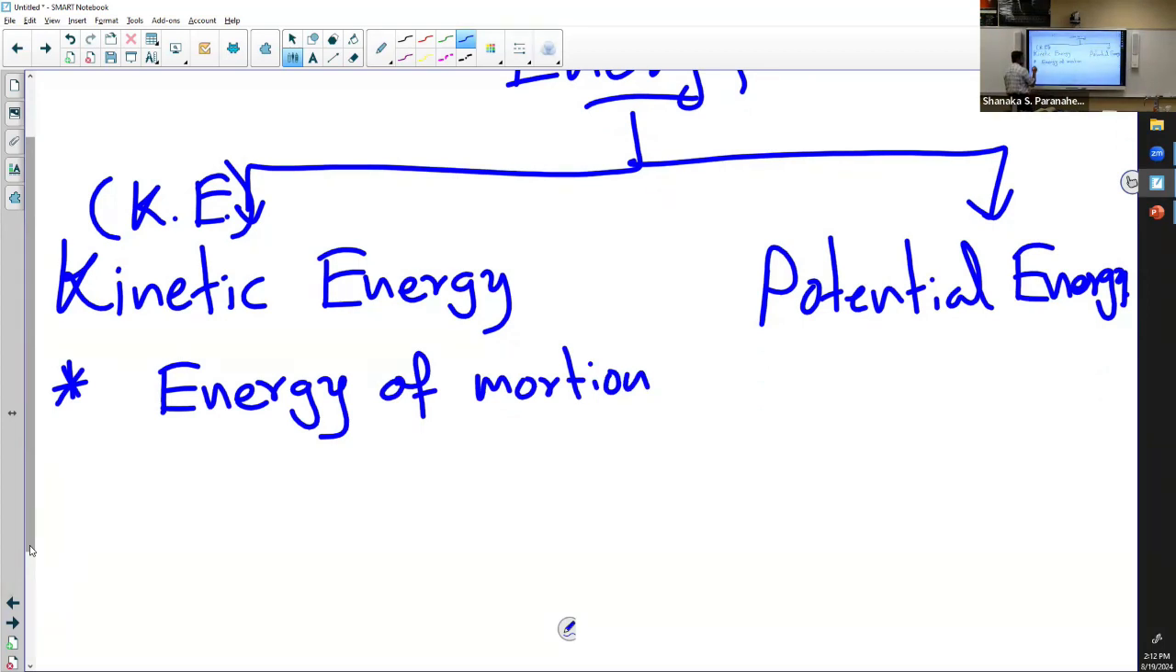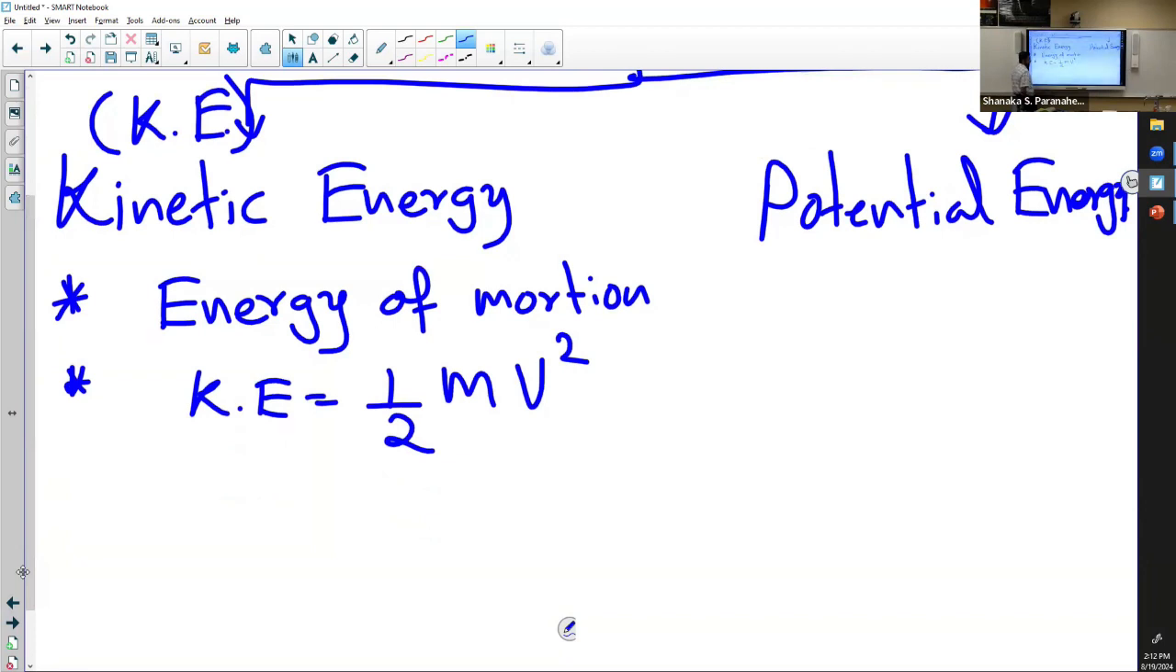Energy of motion is the kinetic energy. So when you run, you have a form of energy. So that's your kinetic energy. When you drive a vehicle at a certain speed, you have a form of energy, that's kinetic energy. We can calculate kinetic energy according to this equation. It's equal to 1/2 mass and square of the velocity.